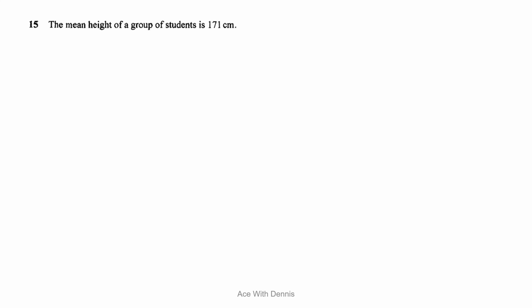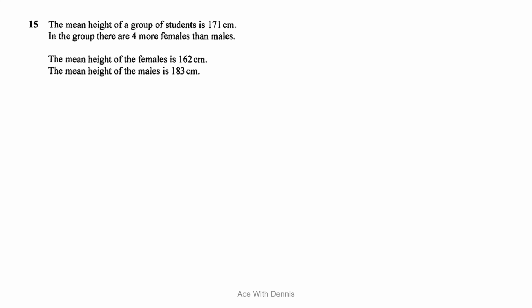Question 15. The mean height of a group of students is 171 centimeters. In the group, there are 4 more females than males. The mean height of the females is 162 centimeters. The mean height of the males is 183 centimeters. Calculate the total number of students in the group. 4 marks.